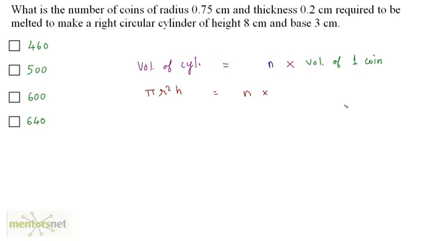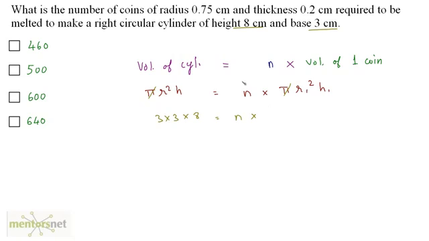Well, the coin is also a cylinder, but a very small one. So this will also be pi r1 square h1. H is basically the thickness of the coin. So this pi and this pi get cancelled out. We have r square. What is the radius of the cylinder? Well, the radius of the cylinder is 3 centimeters. So this is 3 times, what is the height of the cylinder? That's 8. So times 8 is equal to n times we have r1 square.